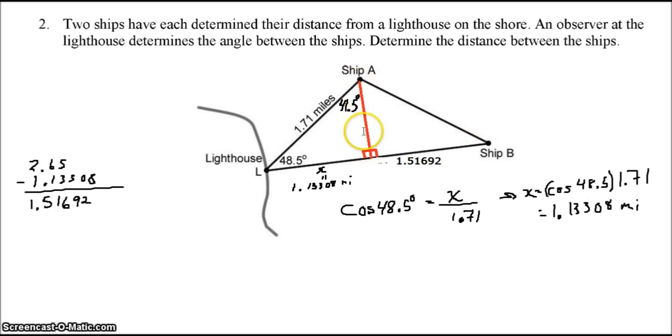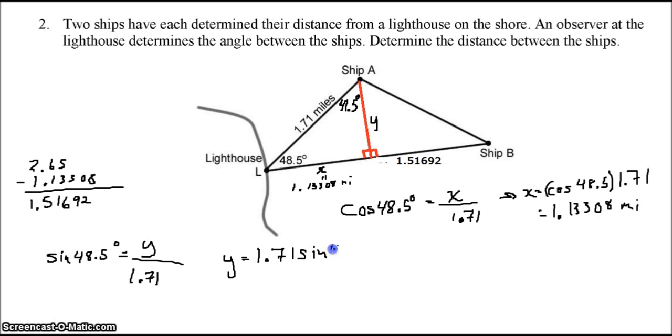Okay, let's also find this red altitude. Let's use the sine. Sine of 48.5 degrees will equal this altitude, we can call it y, over the hypotenuse 1.71, which means y equals 1.71 sine of 48.5.